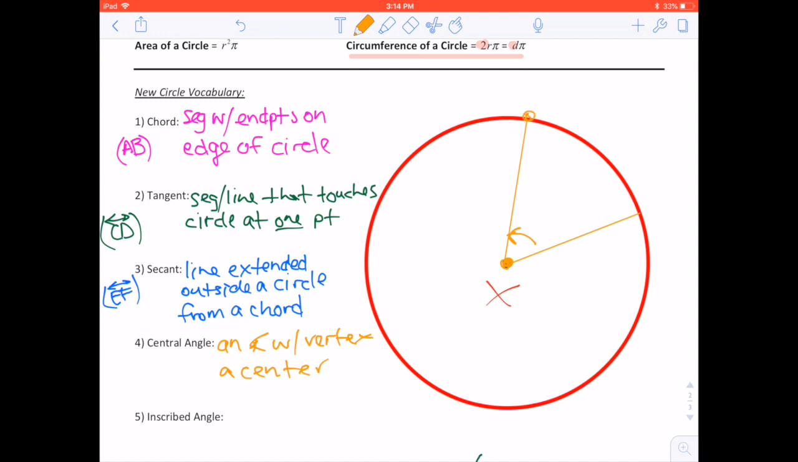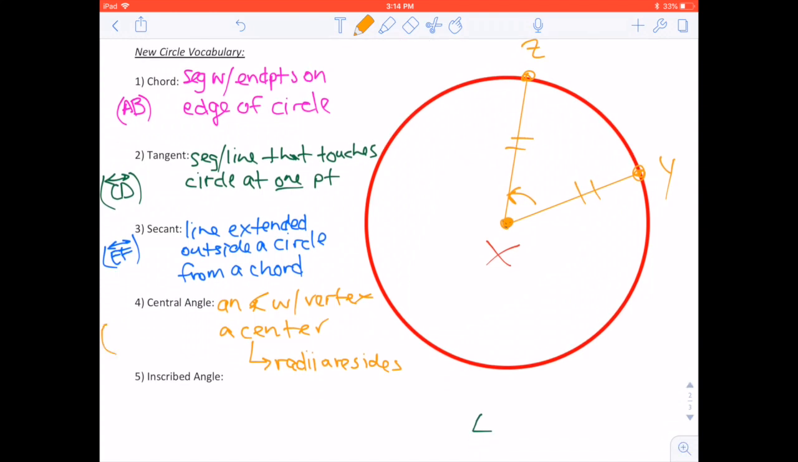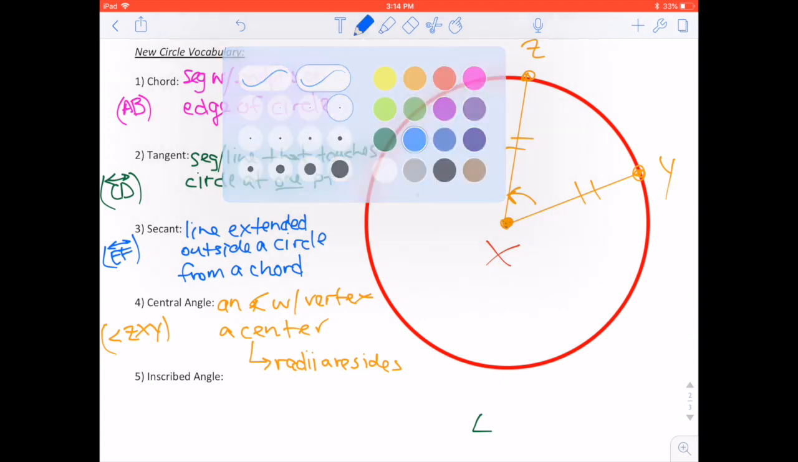And what we notice about the sides of this is that these are radii. So the sides of a central angle are radii. And we know radii are congruent, so I'll put a little tick mark there. So this would be my example here, angle ZXY.